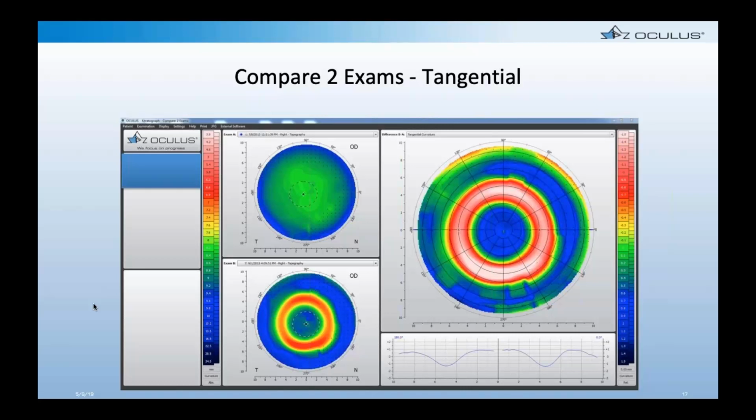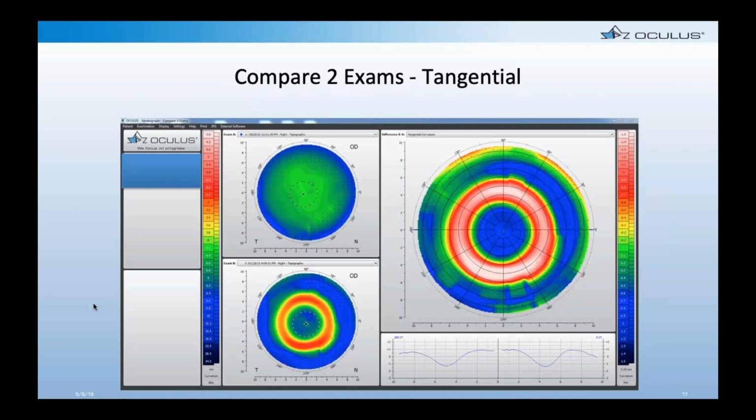The lower picture, exam B, shows you your afterwards map, so to speak, or your second map, and so your difference map is subtracting the top one from the bottom, if you will. On the right, we see our difference map. And again, in this case, we're looking at a tangential map of a patient who's undergone Ortho-K treatment.